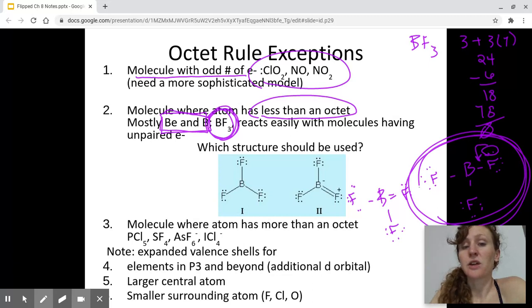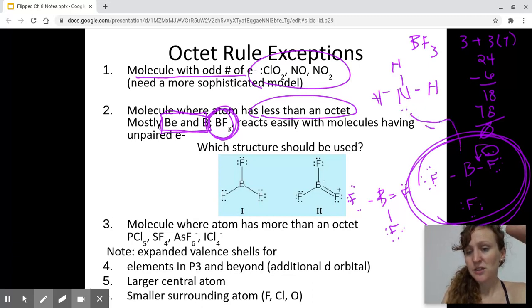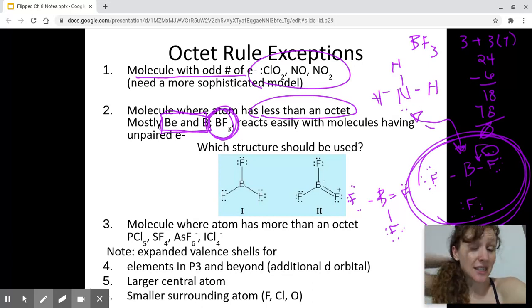boron and beryllium both can form stable compounds where boron and beryllium are electron deficient. Now, it is a stable compound. However, it's also a reactive compound. And so that compound is going to react fairly quickly with anything that's electron heavy, with anything that has a negative charge or extra electrons on it, like ammonia. If we look at ammonia, that nitrogen is holding a lone pair. So just the fact that the nitrogen is holding a lone pair is going to make these two compounds react quickly together.